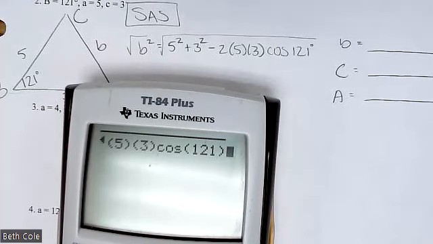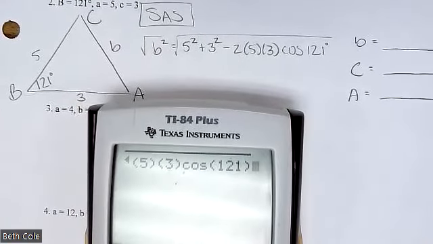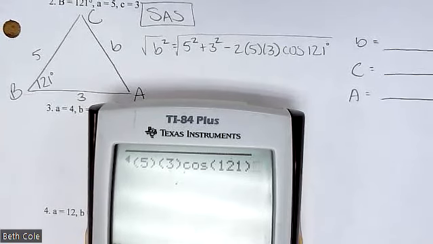Now the other sides were 5 and 3. This one will be slightly larger than both of those. And how do I know that? I'm expecting a number kind of bigger. Yeah, 121 is a great big angle. So if the other ones are 5 and 3, this one's going to be bigger than that.